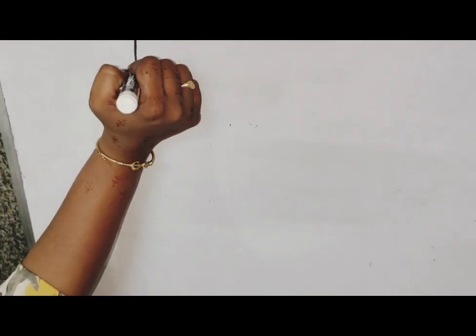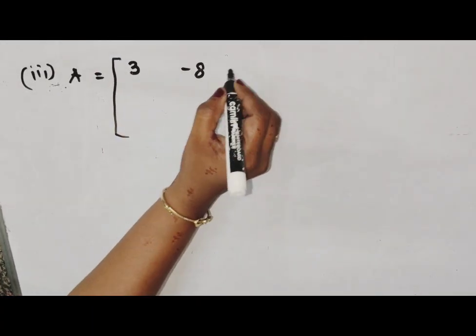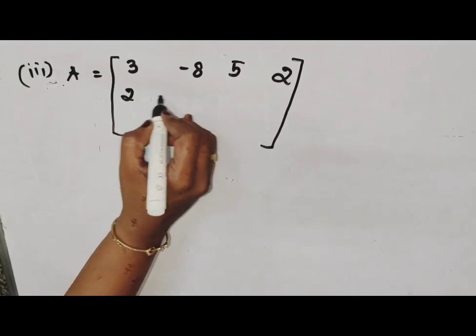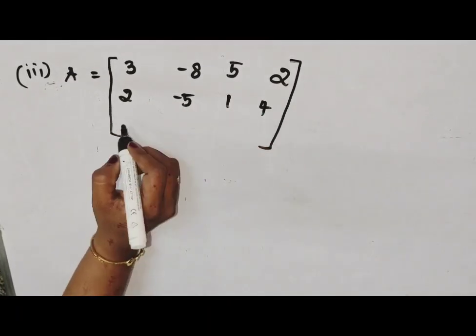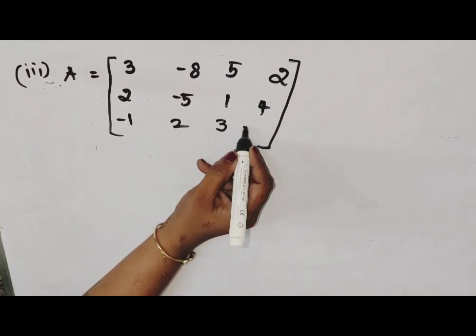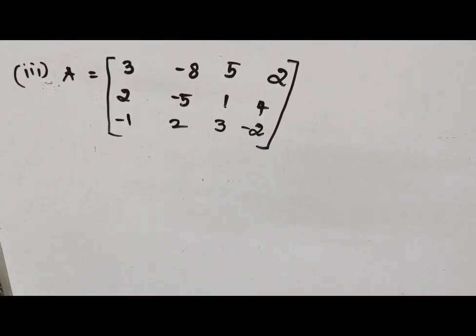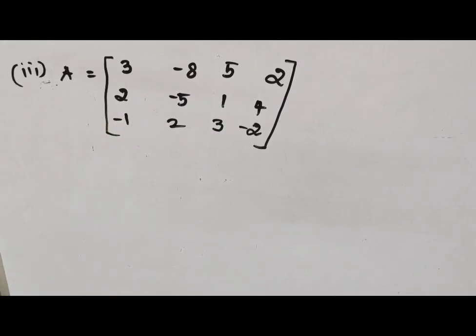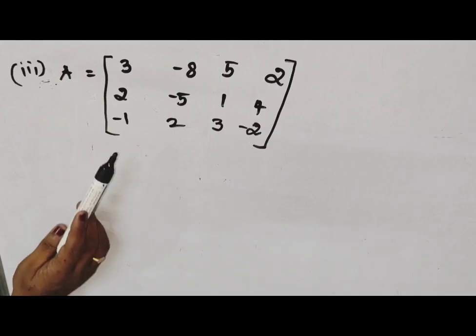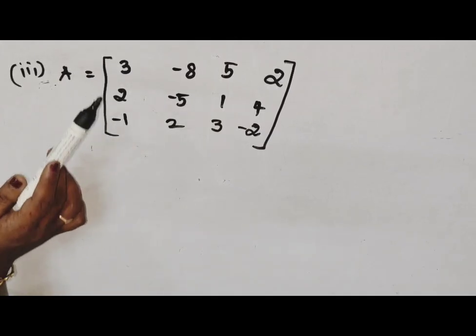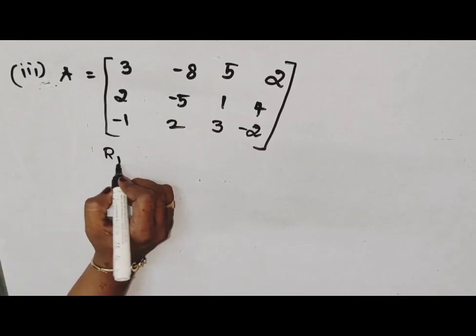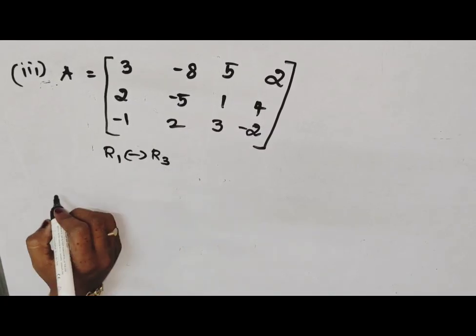So third subdivision, I will consider the matrix as A, given 3 minus 8 5 2, 2 minus 5 1 4, minus 1 2 3 minus 2. Okay, we already discussed that if I have 1 here it will be easy for us to simplify, but we don't have 1 there, but we have 1 in the third row. So we will swap, that is we will interchange the first row and the third row, which means R1 and R3 we are going to interchange.